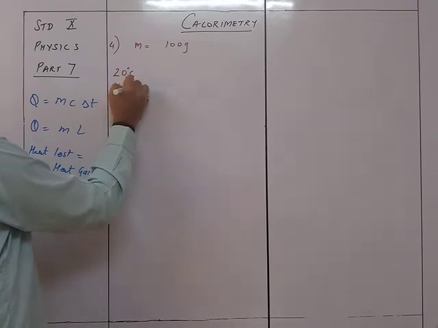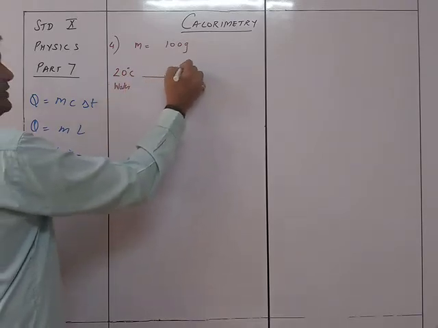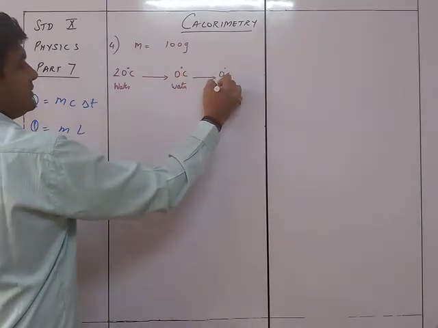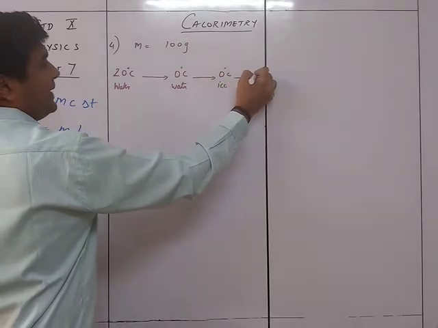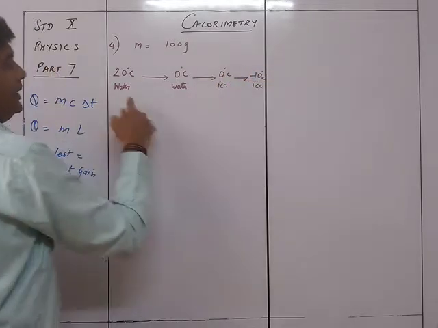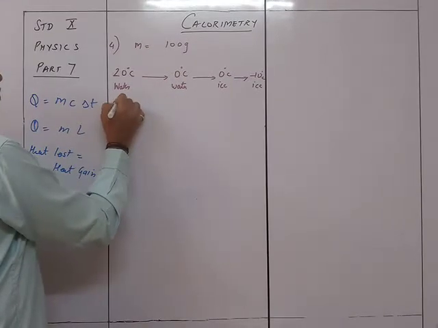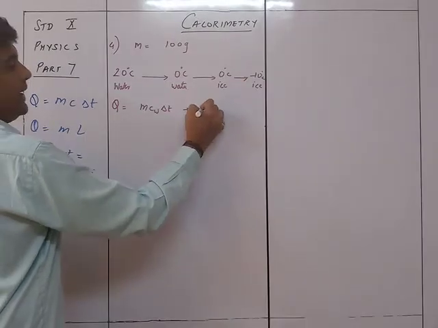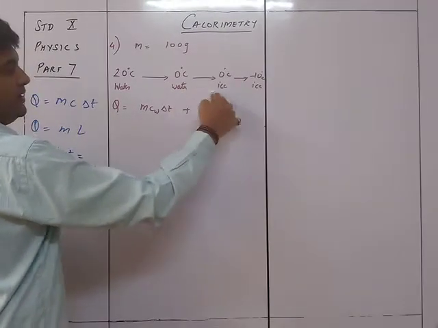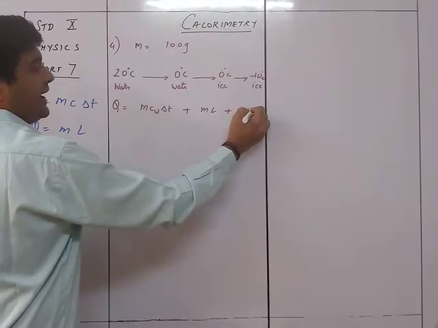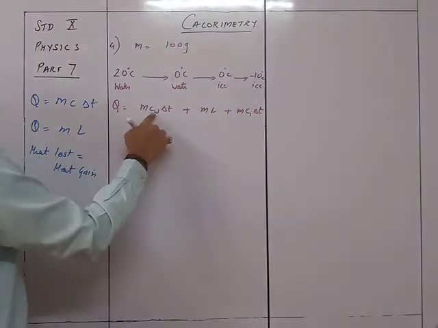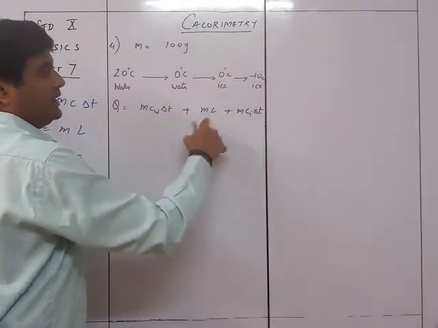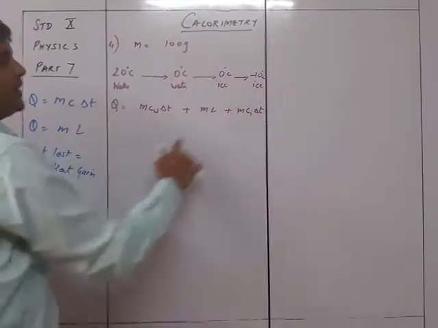So first of all, what will happen? The water at 20 degrees Celsius is going to convert into 0 degrees Celsius water. And then 0 degrees Celsius water is going to become 0 degree ice. And then ice will be converted into minus 10 degrees Celsius ice. So from here to here, the change will be Q equal to mCW delta T. Over here will be mL because the change in state will be there. And over here will be again mC ice delta T. So here the C, the specific capacity, is of water, and here the specific capacity of the ice. Here it is the latent heat of ice. So this is the total amount of heat energy required.